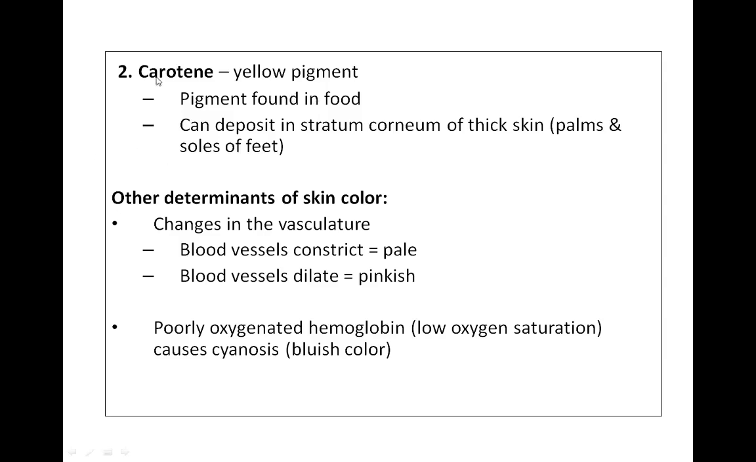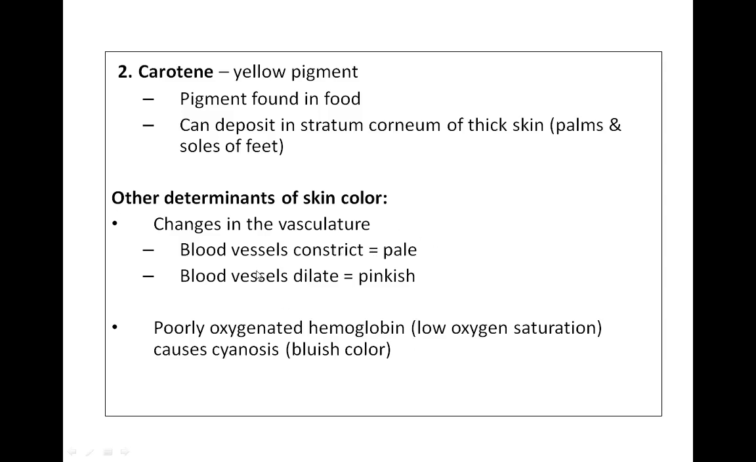Then another pigment is carotene. Carotene is a yellow pigment which is mostly found in food. Ultimately, it is deposited in the stratum corneum of the thick skin over the palms and the soles of the feet. Other determinants of skin color are the condition of the blood vessels. Suppose you put your hand into very cold water or ice for half an hour, then what will happen? It becomes pale. Why? Because the blood vessels constrict. So if the blood vessels constrict, then it is pale.